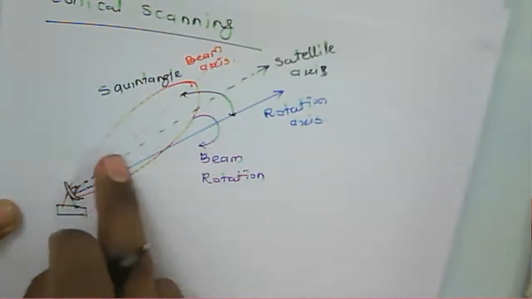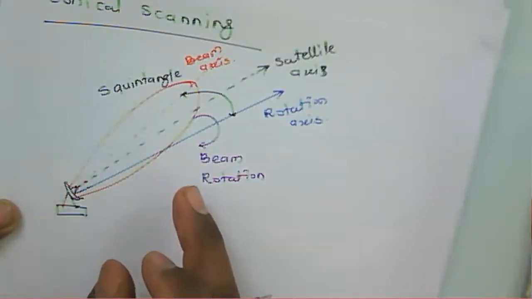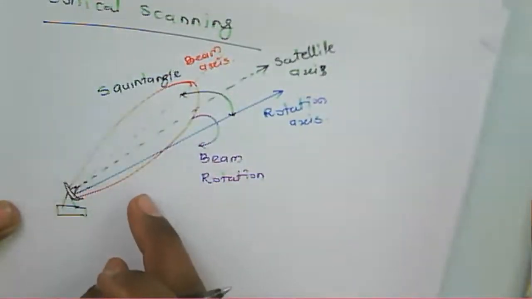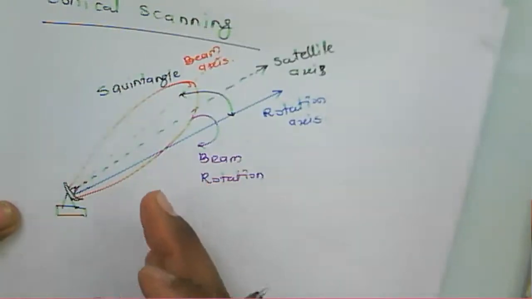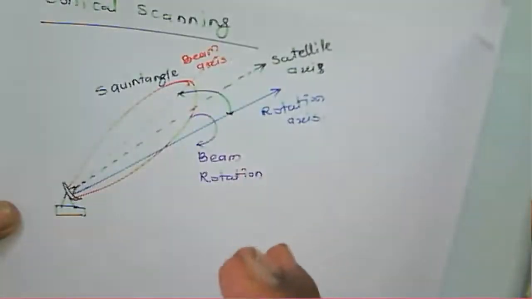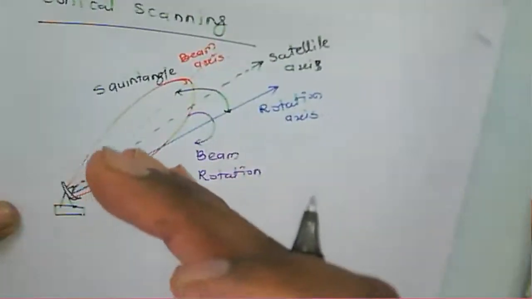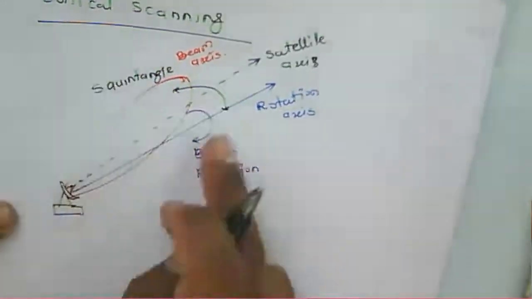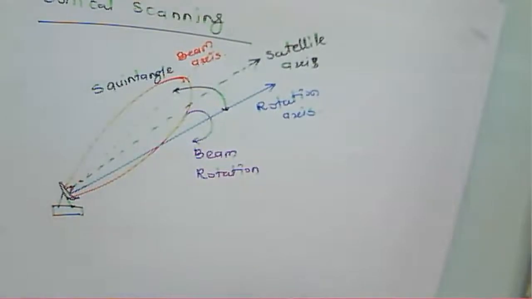So the antenna beam is rotated by actually rotating the antenna, and that actual antenna is rotating, or either the feed or a subreflector is rotating if it is a large antenna. So that will give us a conical beam scanning.